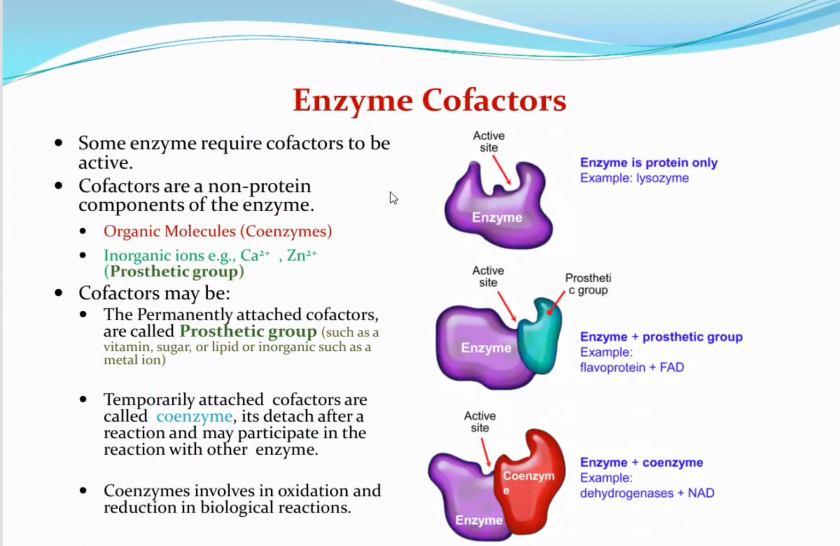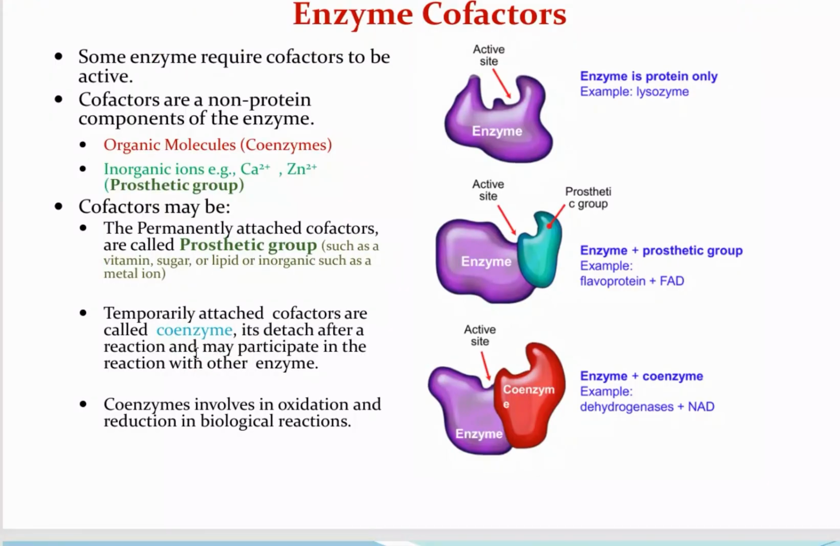Now, there are many cofactors. Some enzymes require cofactors for their activation, and cofactors are non-proteinous compounds. Organic molecules and inorganic molecules like this are all cofactors. Cofactors may be permanently attached, called prosthetic groups, like vitamins, sugar, lipid, and inorganic ones such as metal ions. And temporarily attached cofactors are called coenzymes, which detach after a reaction and may participate in a reaction with another enzyme.